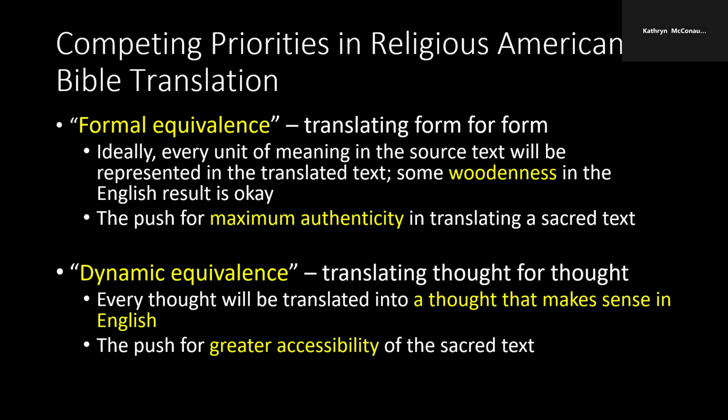If you're part of the formal equivalence camp, you're really trying to get as close to authenticity as you can without completely sacrificing accessibility. So every unit of meaning in the source text needs to be represented in the translated text. Some woodenness in the English translation is okay. So they're pushing towards authenticity as far as they can.